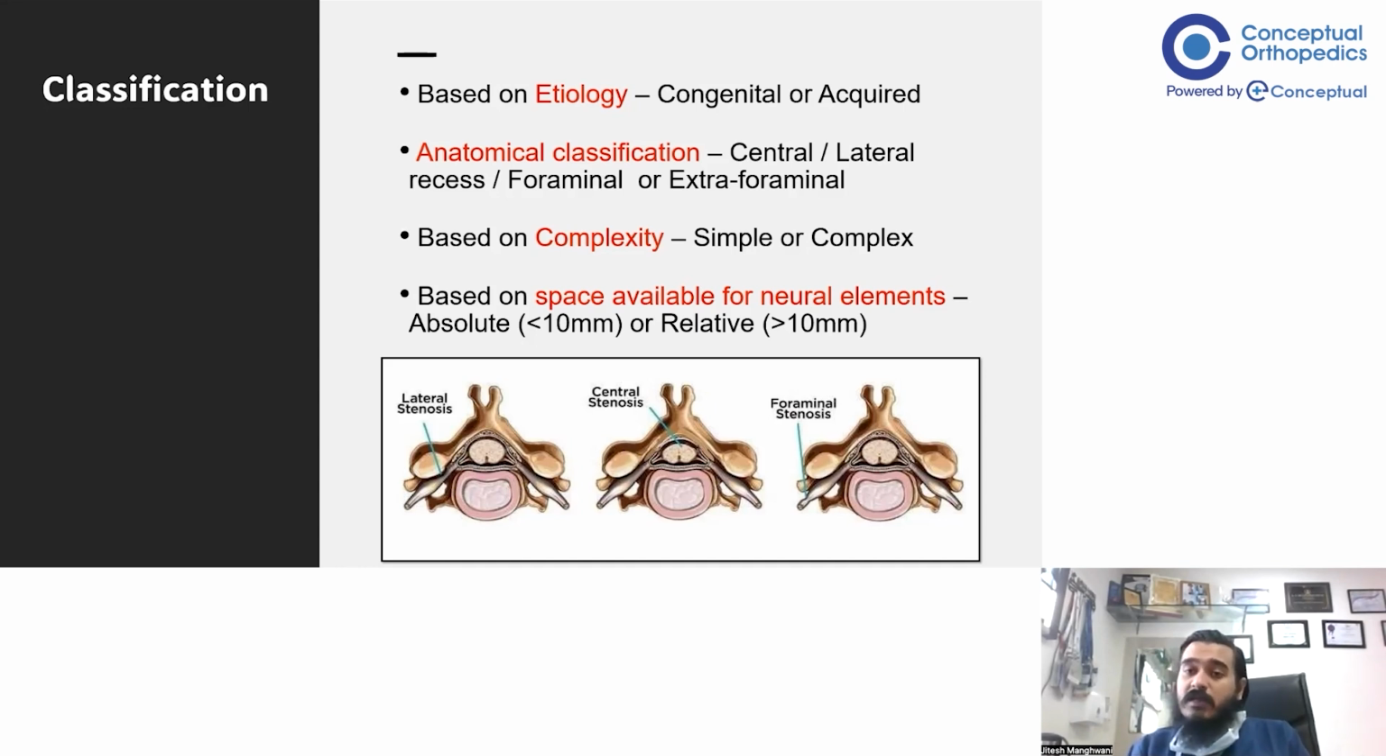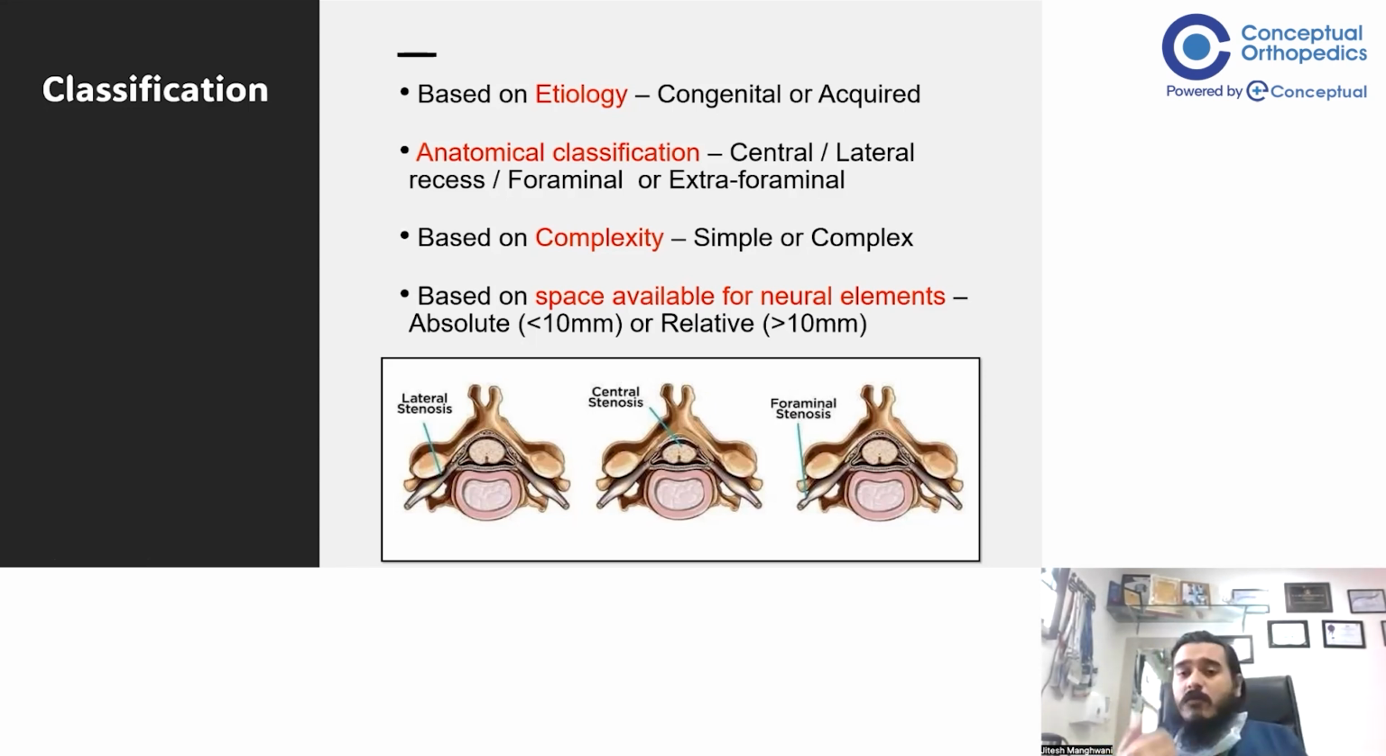Based on complexity, it can be a simple type of stenosis or a complex stenosis. Complex stenosis might have a cyst, it might have a subluxation, it might have really huge facets. So that increases the complexity. Based on the space available for the neural elements, absolute stenosis is when the space is less than 10 millimeters. Relative is when the space is more than 10 millimeters.